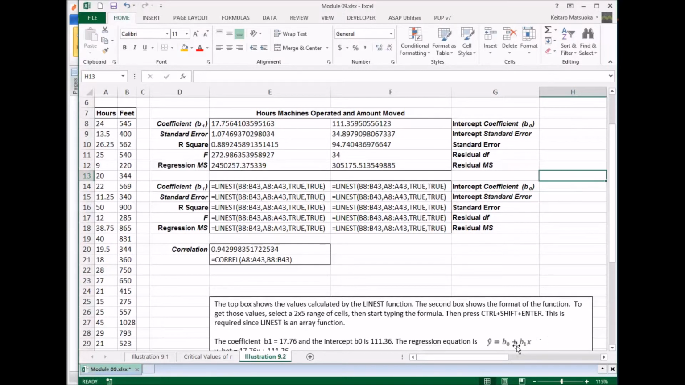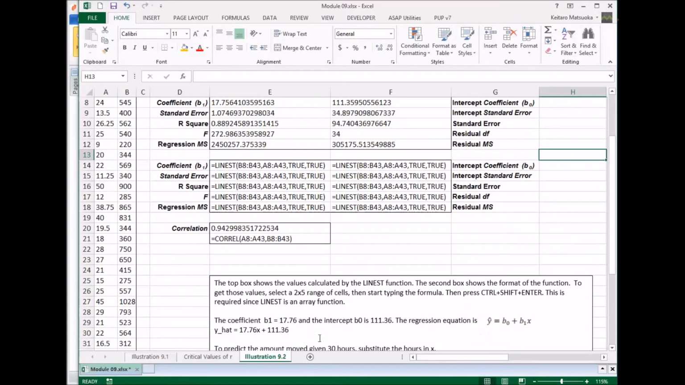You already have the template. All you have to do is figure out what B0 is and B1 is and plug it in. So if the question asks for a regression equation, that's all you have to do.